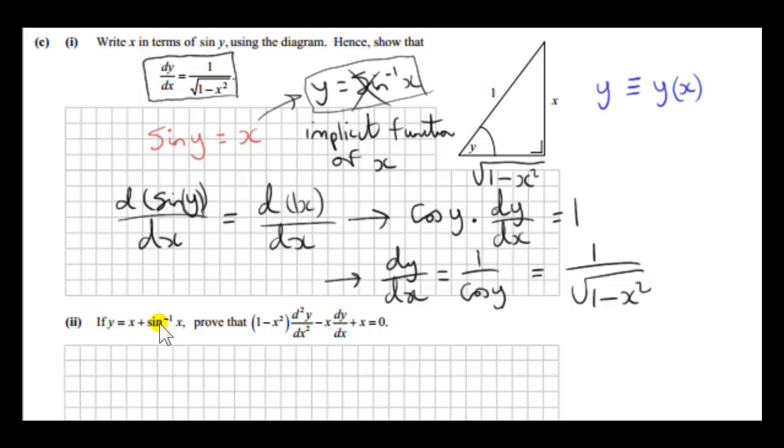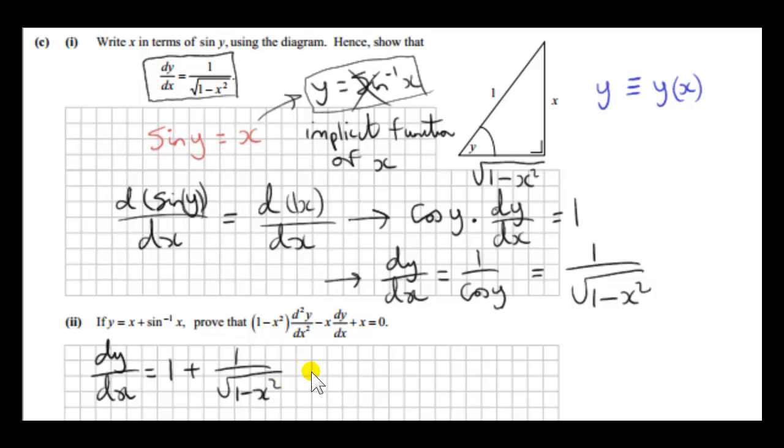Now let's look at this function here. We want to prove this equation. You see that we need the derivative dy/dx and we need the second derivative. So this time y is not inverse sine of x, it's actually x plus inverse sine of x. So let's get the first derivative. Well, the derivative of x is 1. The derivative of inverse sine x is just what we showed, 1 over root 1 minus x squared. That's the first derivative. Now we need the second derivative in this expression. So let's get the second derivative.